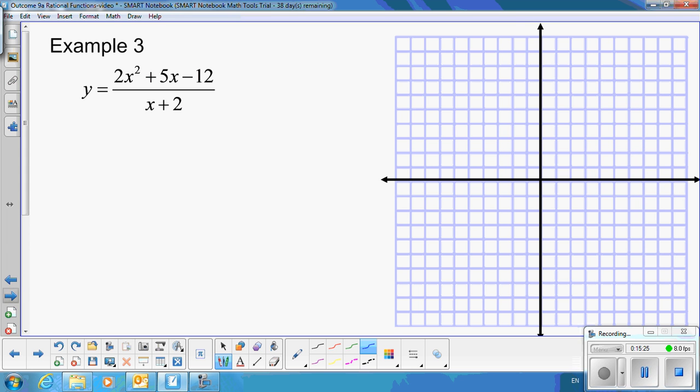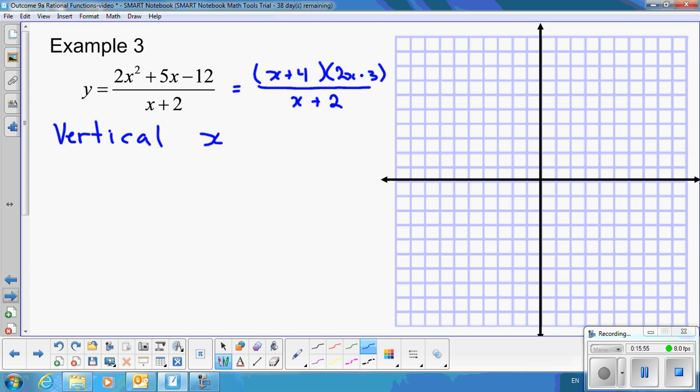Okay, our next example. Again, we want to start by factoring. If we factor our numerator, we end up with x plus 4 and 2x minus 3. In the bottom, we have x plus 2. We don't have anything that crosses off, so we have no holes in our graph, which means that we will have a vertical asymptote at x equals negative 2. So let's draw that in right now. X equals negative 2. Here's my vertical asymptote.